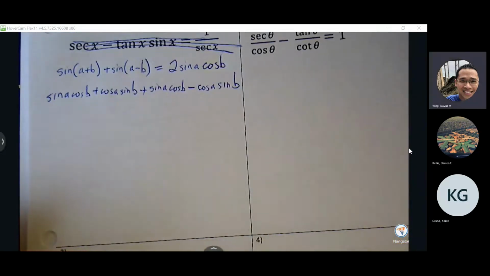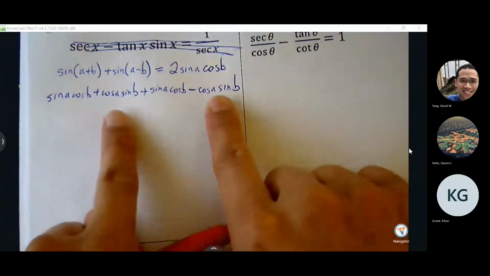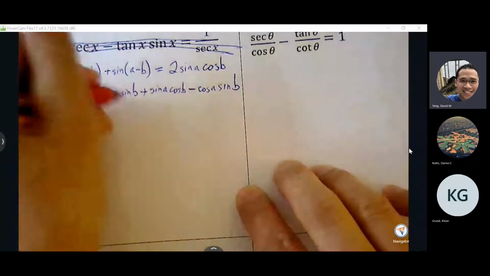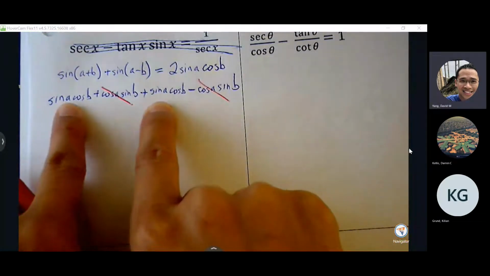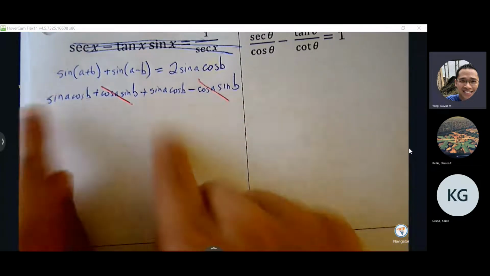Okay, what do you guys see here? Any like terms, anything that we can combine or remove? You can remove the cosine A sine B. Yep. These are exactly the same, just different signs, so that goes away. These are also the same, but they're the same signs, so if we add them together, we get two of them, right?